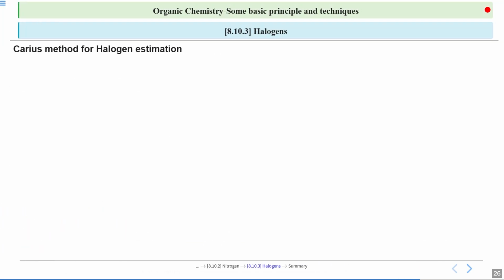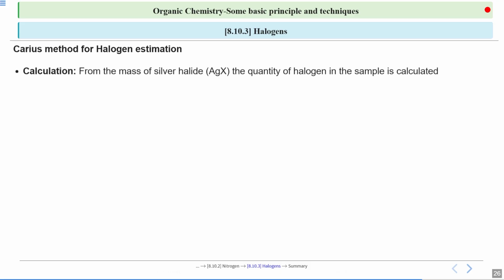Let us look at the calculational part of the Carius method for halogen estimation in the organic compound. The key idea is that we use the mass of silver halide, which was formed when the halogen reacted with silver nitrate, to figure out how much halogen was in our original sample. First, we need to know the mass of the organic compound we started with, let's call this m grams. Next, we measure the mass of silver halide, named AgX, formed by the reaction. We call this m1 gram.